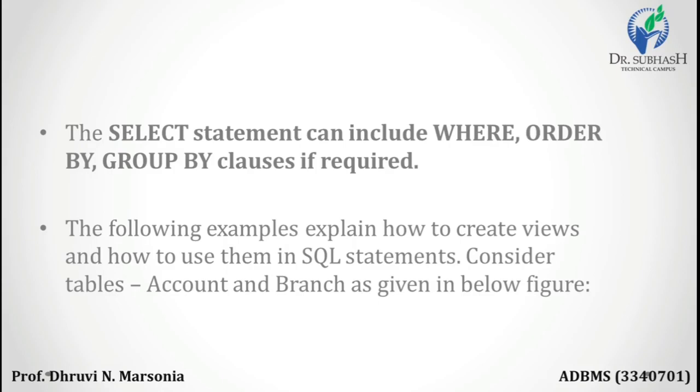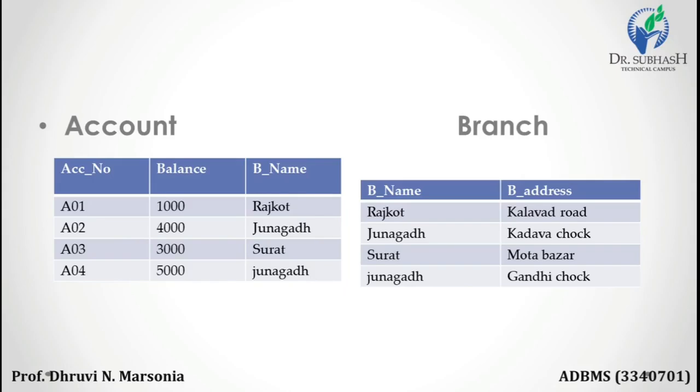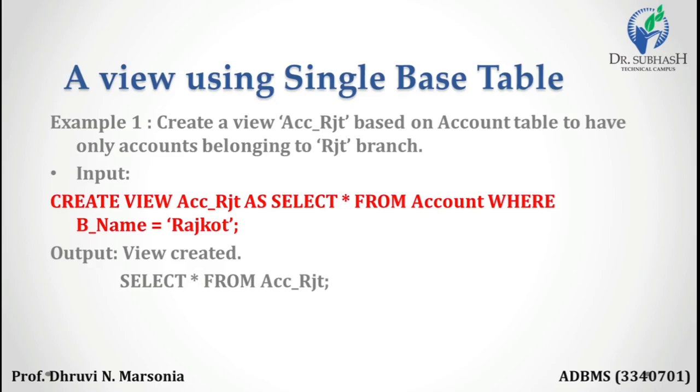Now the following example explains how to create a view and how to use it in SQL statements. In this example, we consider two tables, account and branch. See here, account and branch. The two tables have columns account number, balance, branch name in account, and branch name and branch address in branch. The common column in both tables is branch name. So now we see how to create a view.